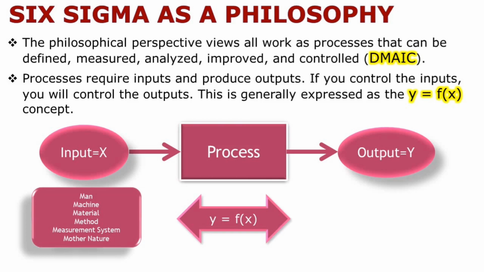Now, what about the outputs or y? In Six Sigma, the outputs can be either products or services. The goal is to consistently produce high quality products or deliver excellent services by carefully monitoring, controlling and optimizing these outputs.